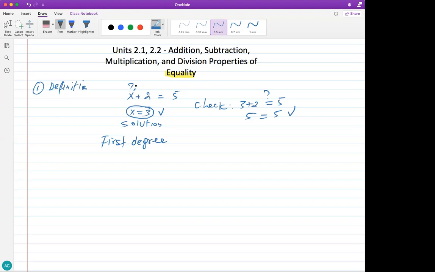The reason we call them so is because the variable here has power 1, not 2 or 3. Those would be different types of equations, quadratic or cubic. But today we're only going to be talking about first degree. That's when the power of the x is 1 or an invisible 1. We call this first degree or linear equations.